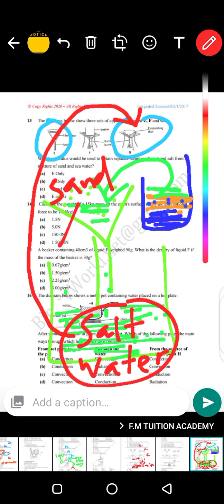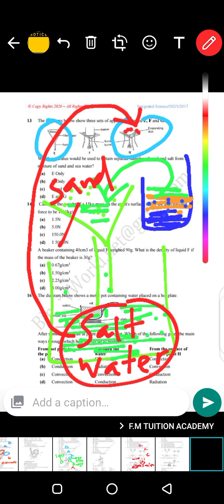When you heat it, what will remain on top there is actually salt. So it means you need a filter paper to remove the sand, and then when the salt water comes out, you put it on an evaporating disc and heat, and those are the crystals that will remain on the evaporating disc.